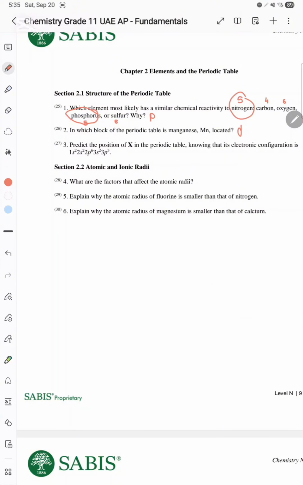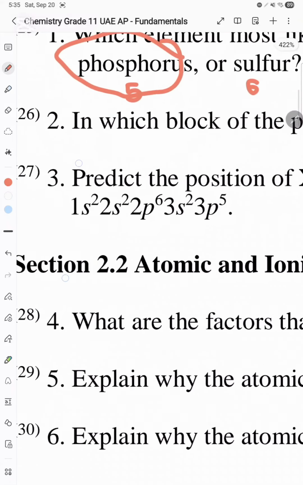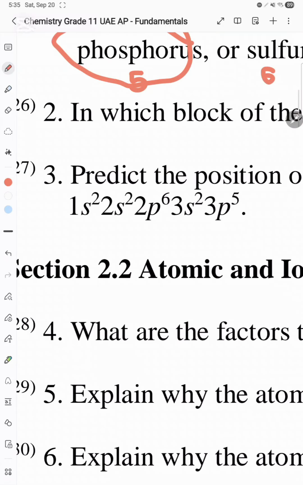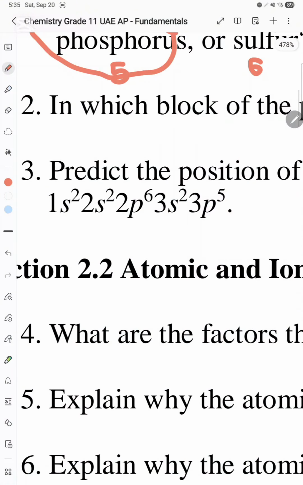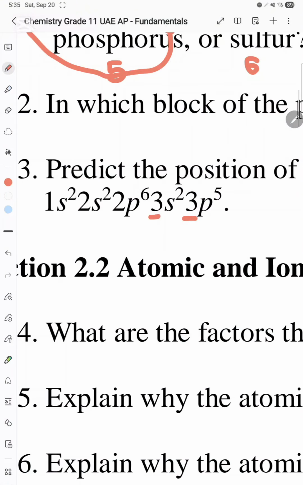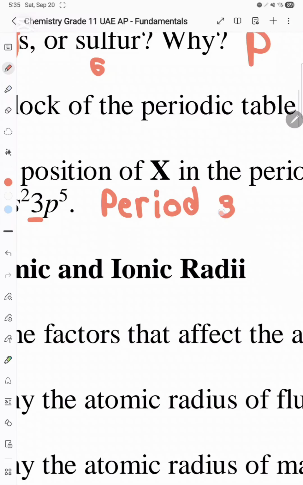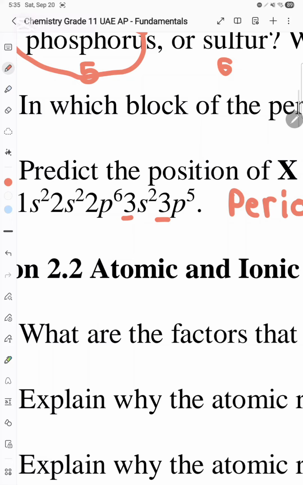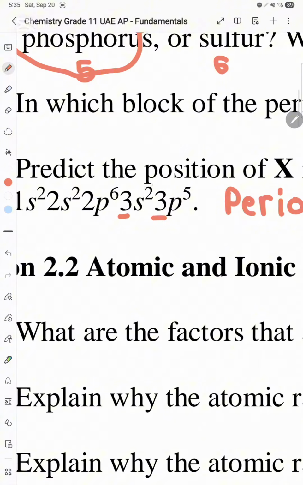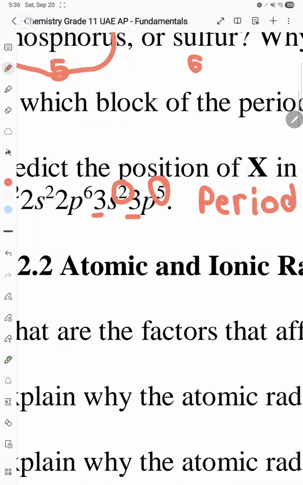Now, moving on. Predict the position of X in the periodic table, knowing that this is its electronic configuration. We know that the position of X has to be in the third row because it ends at the third energy level. So it is in period 3. Now we need to count its valence electrons. You're going to say, oh, it has 5. Wrong. You need to count every single valence electron in level 3. So if it ends at period 3, you need to count all the electrons in 3. 2 plus 5 is 7.